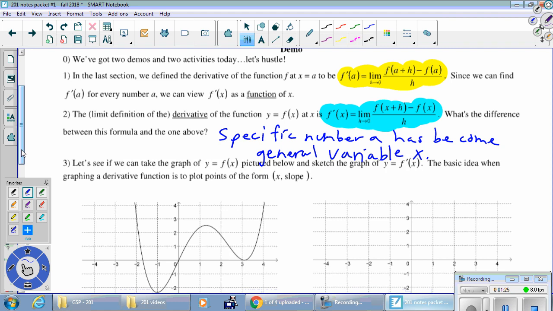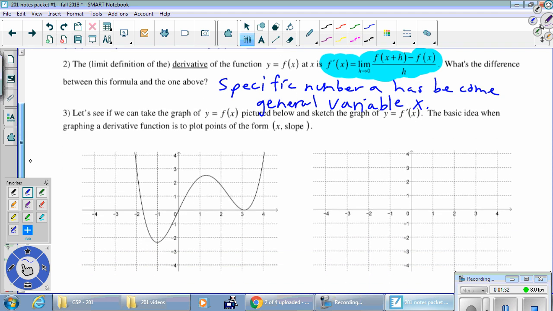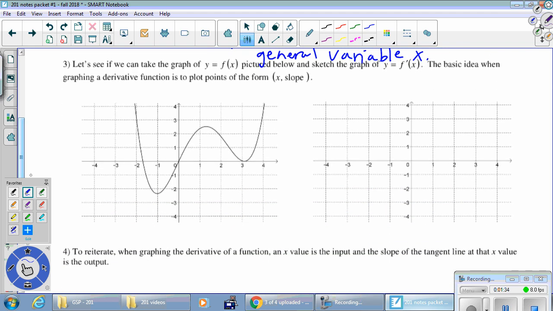Number 3, let's see if we can take the graph of y equals f of x pictured below and sketch the graph of y equals f prime of x. The basic idea when graphing a derivative function is to plot points of the form x comma slope. So we'll say that again. It'll make sense after we do a few examples.